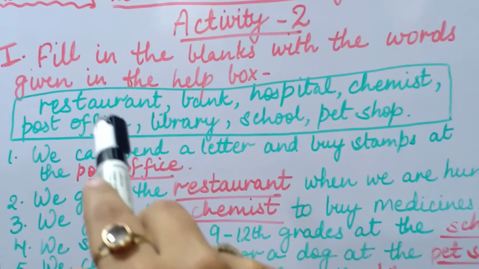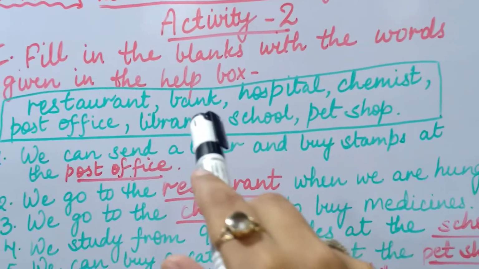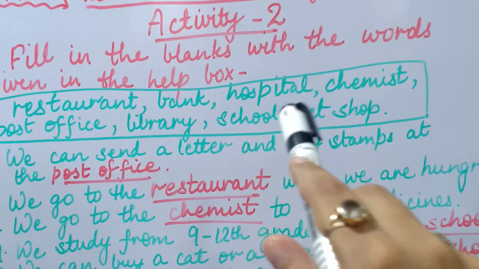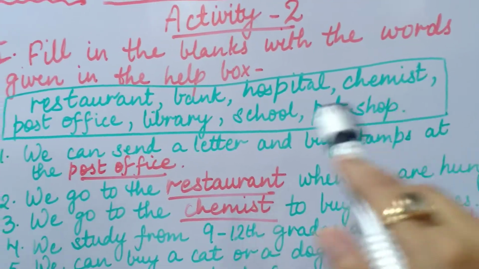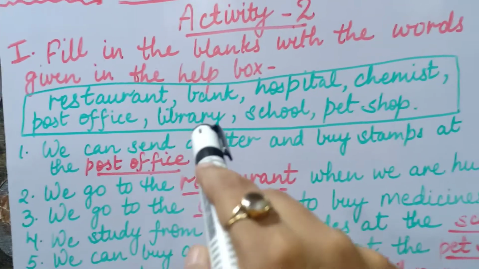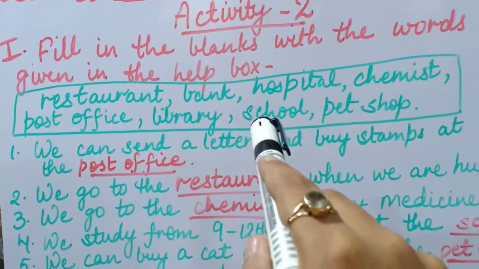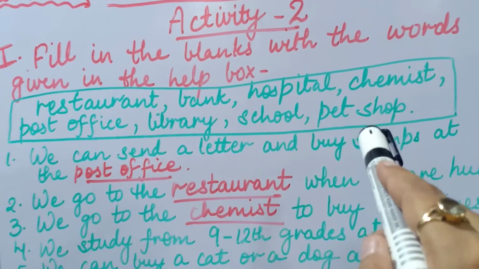Okay, now the first word is restaurant. Second is bank, third is hospital, fourth is chemist, fifth is post office, sixth is library, seventh is school, and eighth is pet shop.